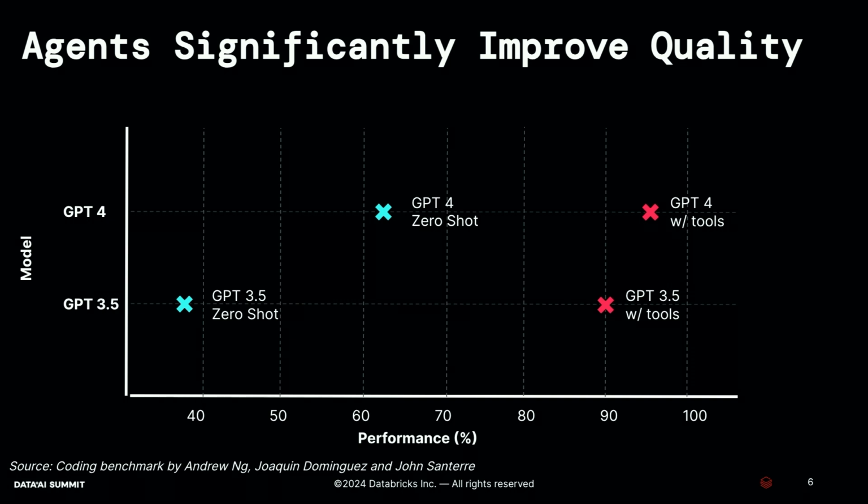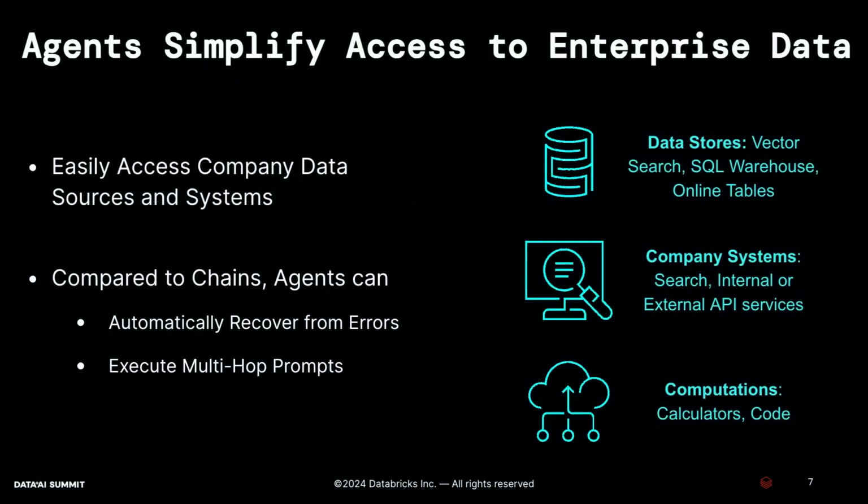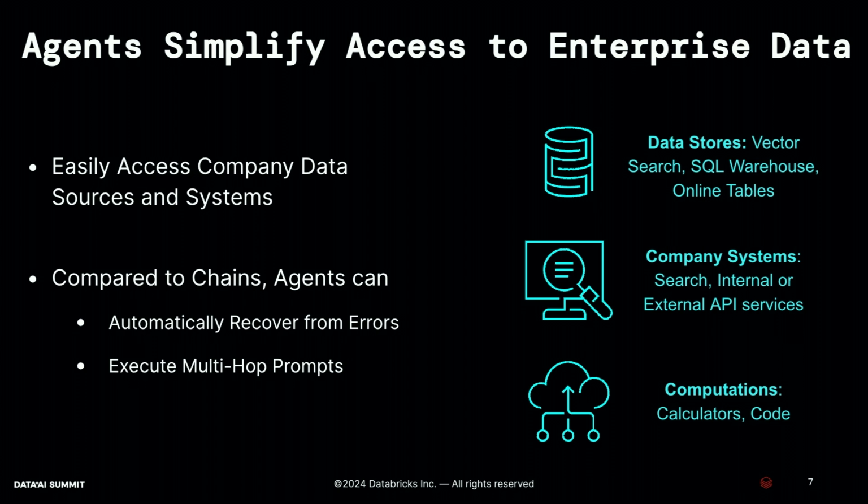And it's not only research. We have seen a lot of practical use cases, including internal ones, where we are seeing that agentic workflows can drastically improve quality. The other big benefit of using agents is that you can use them to easily access your enterprise data sources. And in the demo, I showed you that you can use LLMs to talk to weather APIs. That's neat, but really the real value comes from when your agents can talk to your data sources and systems.